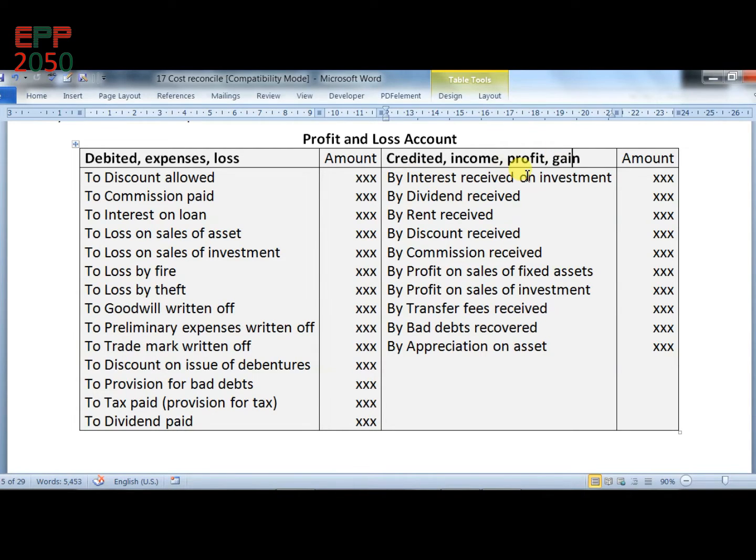Like interest received on investment, dividend received, rent received, discount received, commission received, profit on sales of fixed assets, profit on sales of investment, transfer fee received, bad debts recovered, appreciation on assets. These are the income. If we record on credit side, these are the income. If we record on debit side, these are the expenses. These incomes are only recorded in financial accounting.